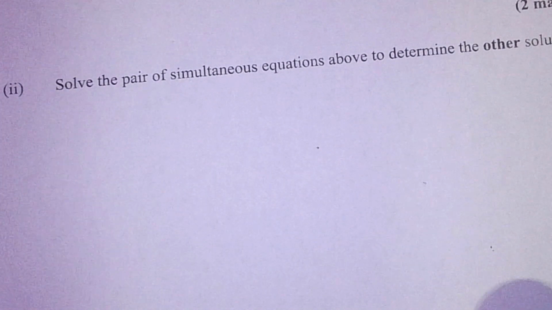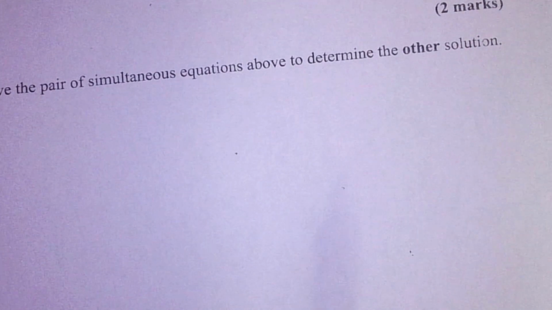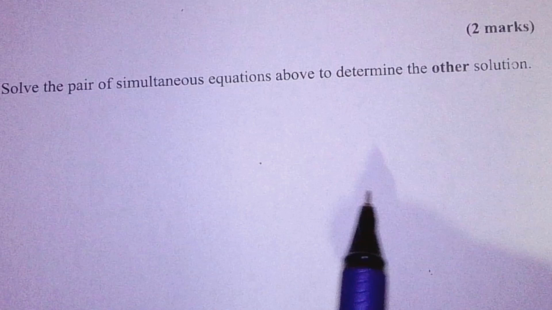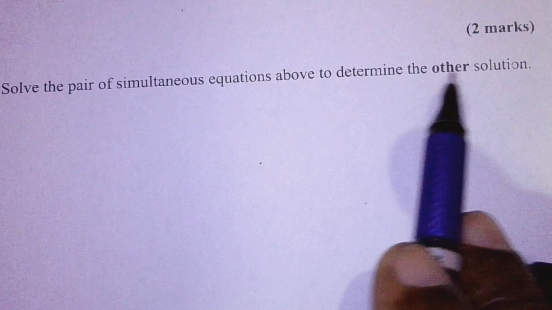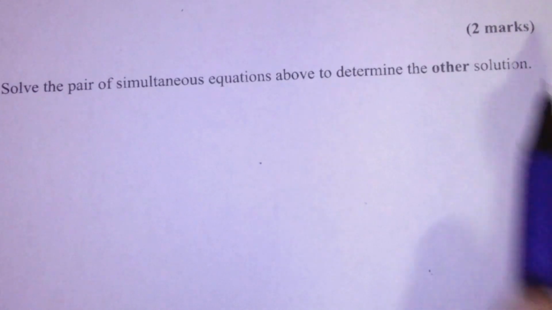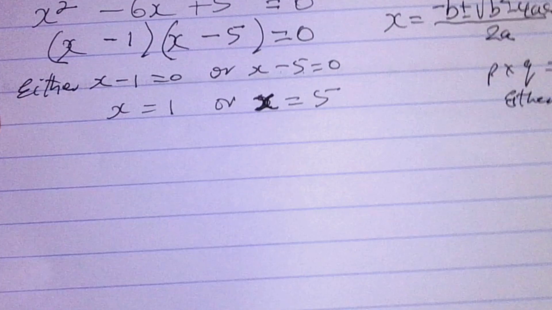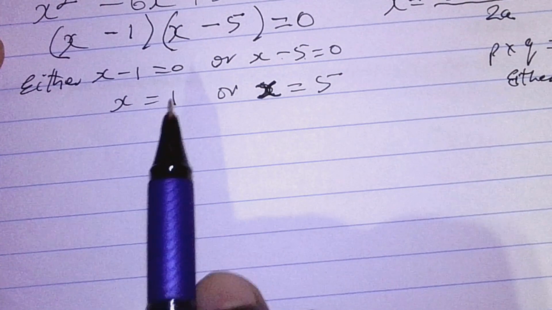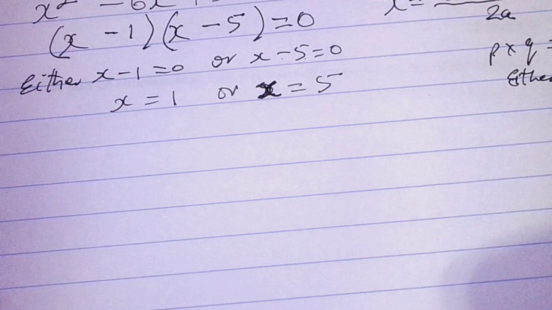Here's what they said here. They said that we should do what? Solve the pair of simultaneous equations above to determine the other. Not the others, but the other. Well, the other solution, not solutions. Okay, so we already have what? We already have x equals 1. And we know that when x is 1, y is going to be 2. But let's double check though.